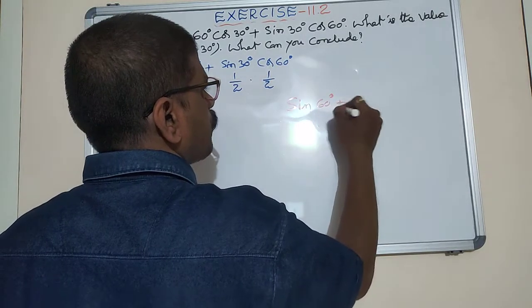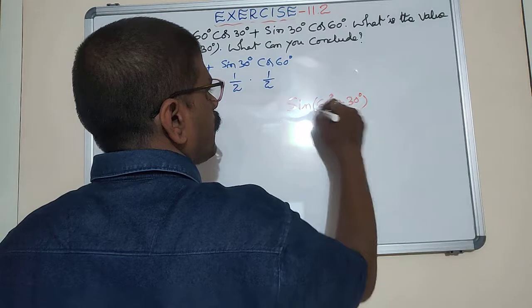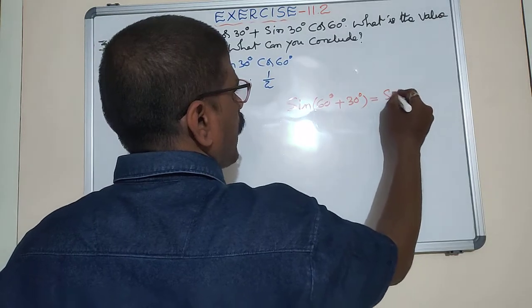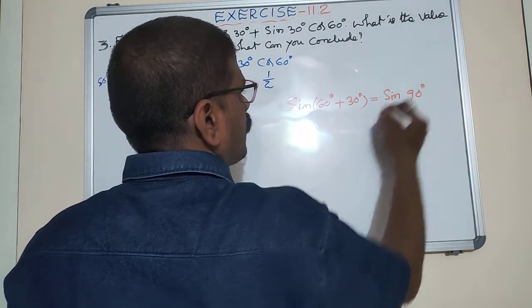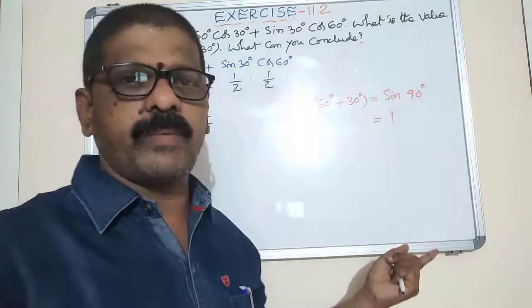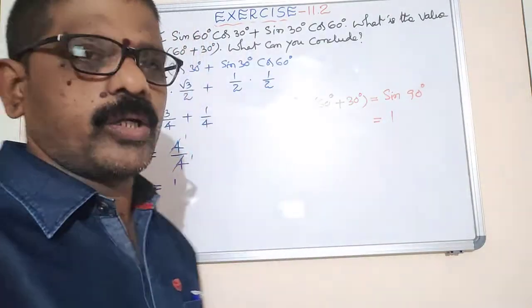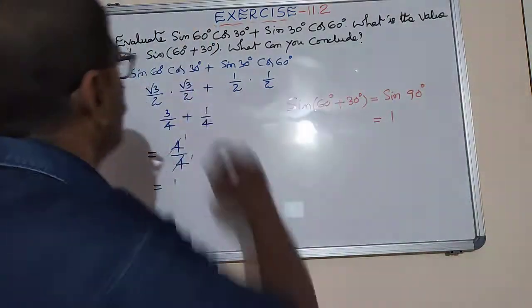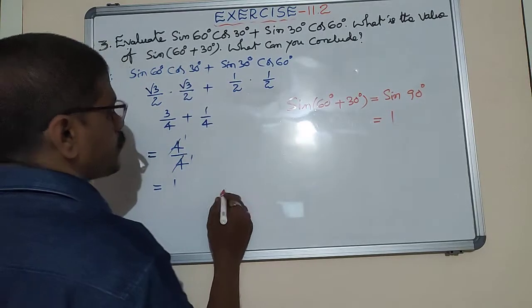Sin 60 degrees plus 30 degrees. That is equal to how much? Sin 90 degrees. The value of sin 90 is 1. What do you observe? Both must be equal. What do you conclude?